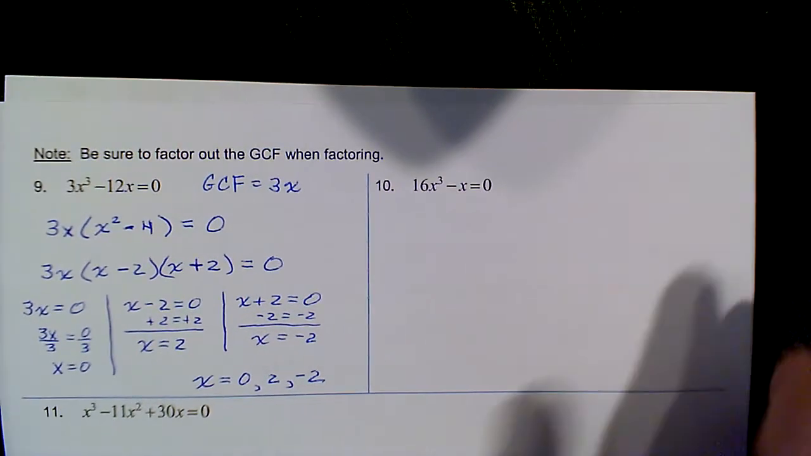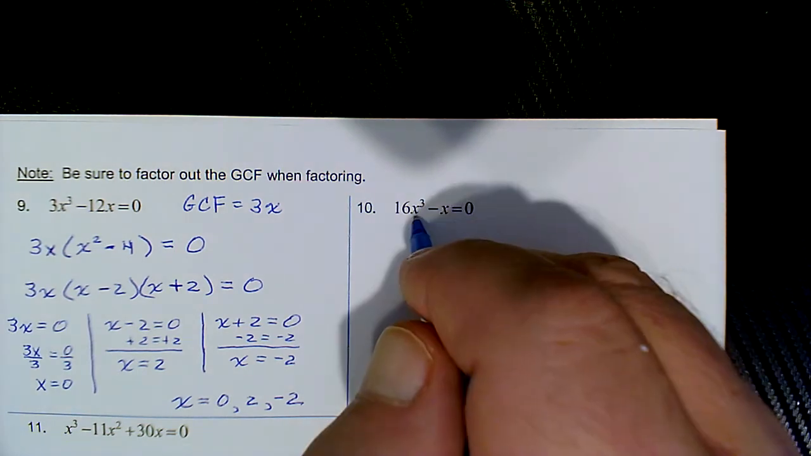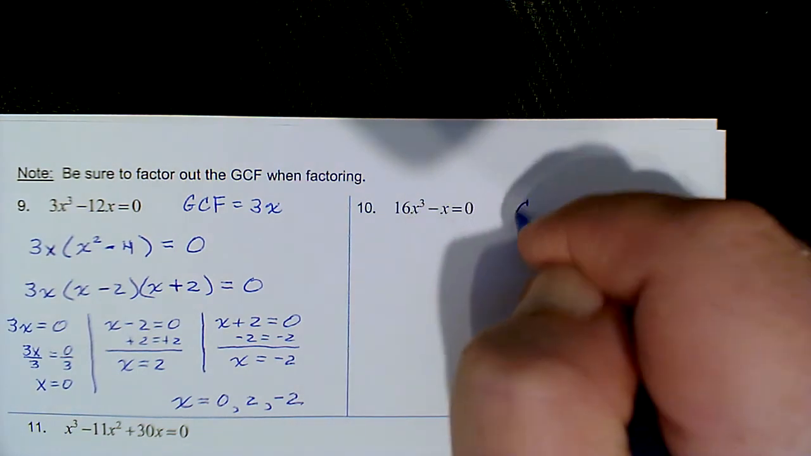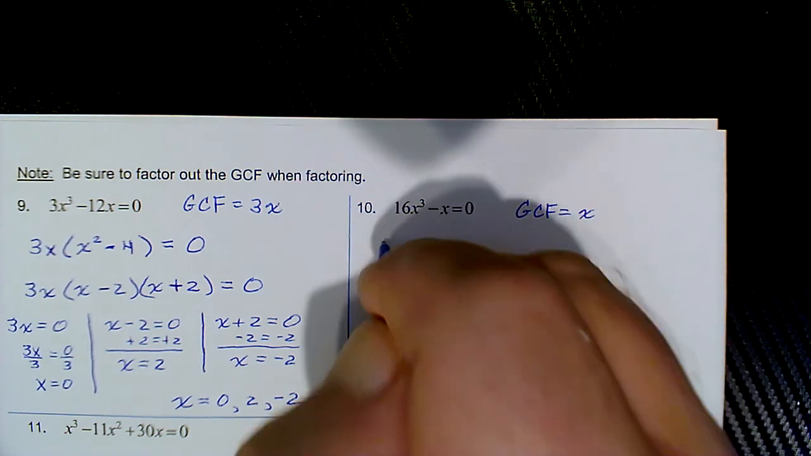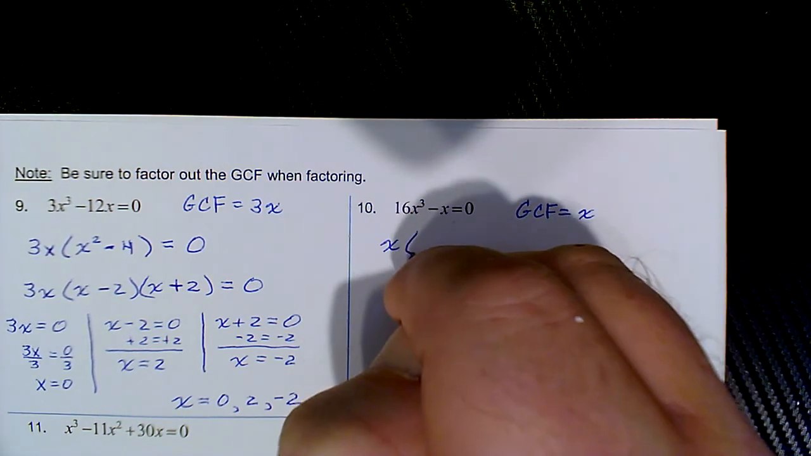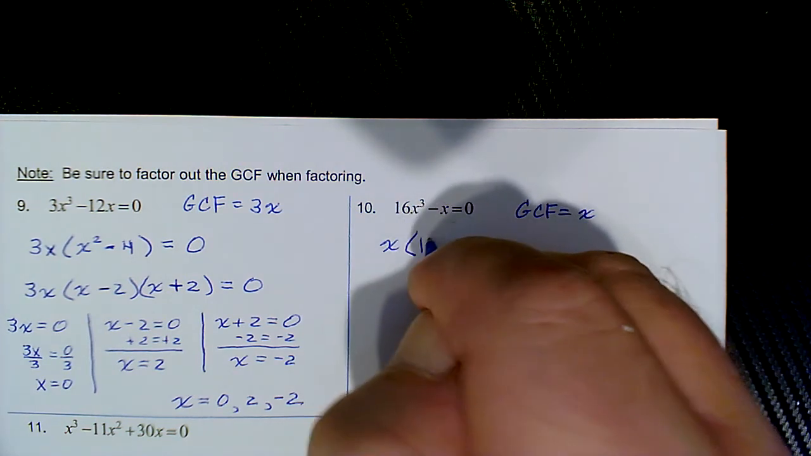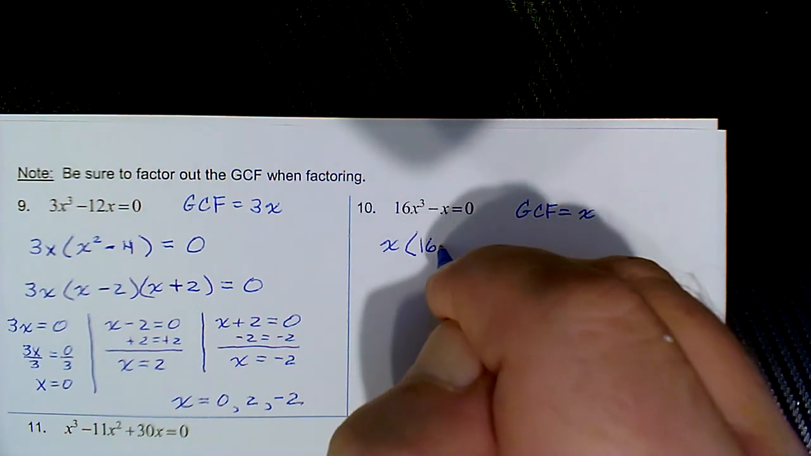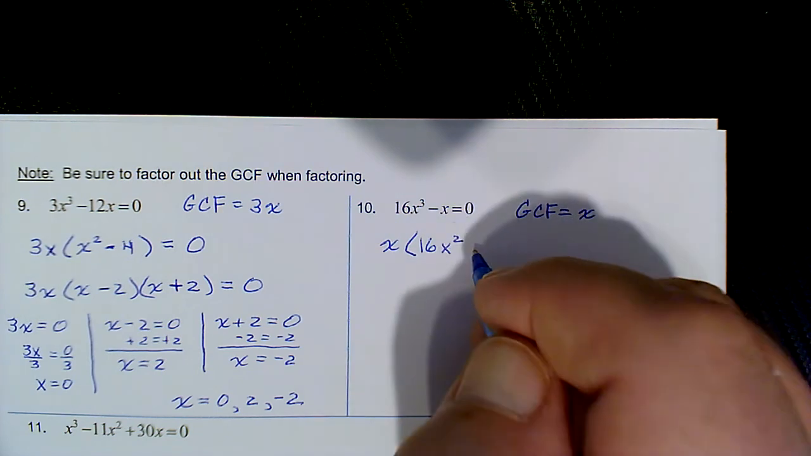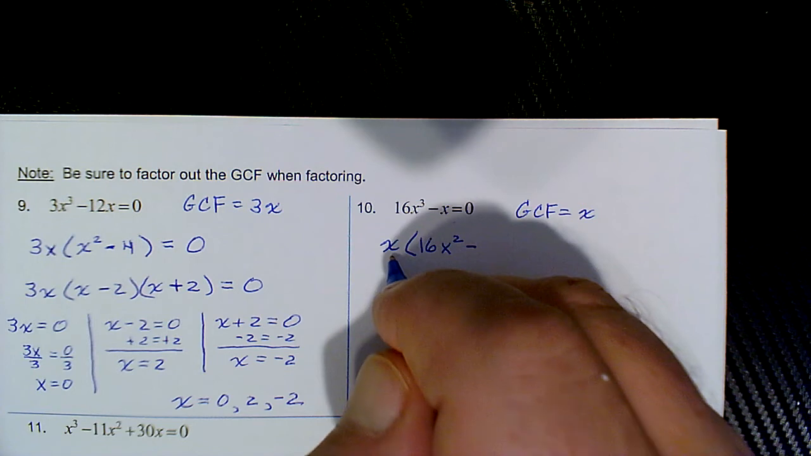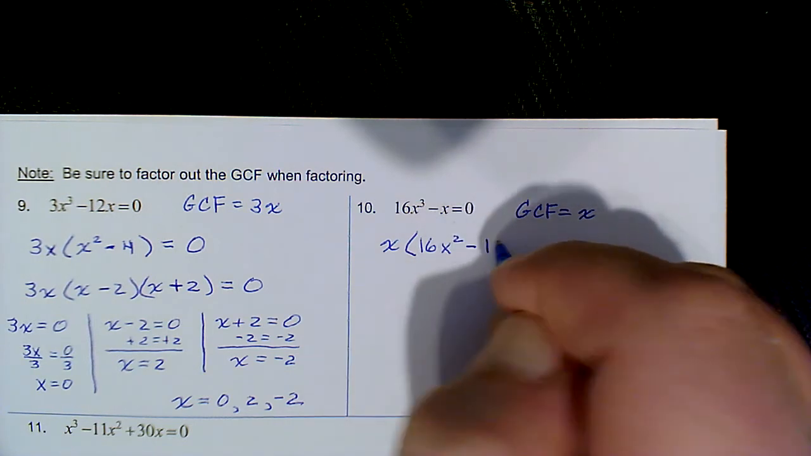Okay, in number 10, we see two terms, but we also should recognize that there is a common factor of x. So greatest common factor of x, factor it out. Again, we're using the reverse distributive. X times what gives 16x squared, or 16x cubed, that is. That'd be 16, and we need an x squared to get the x cubed if we're taking out an x. And then we have the minus, and x times what gives us negative x, and that'd be a negative 1.